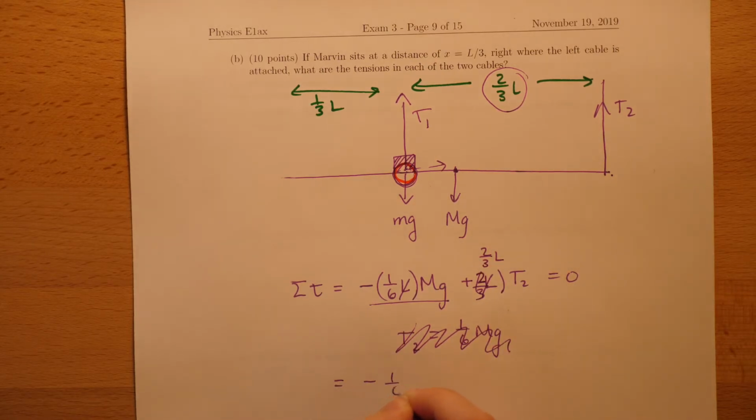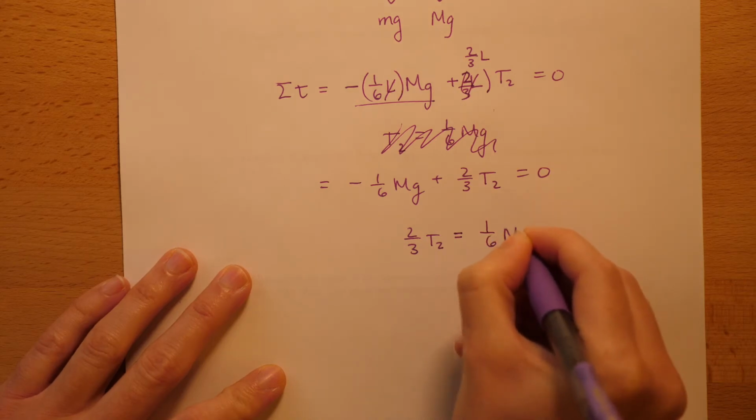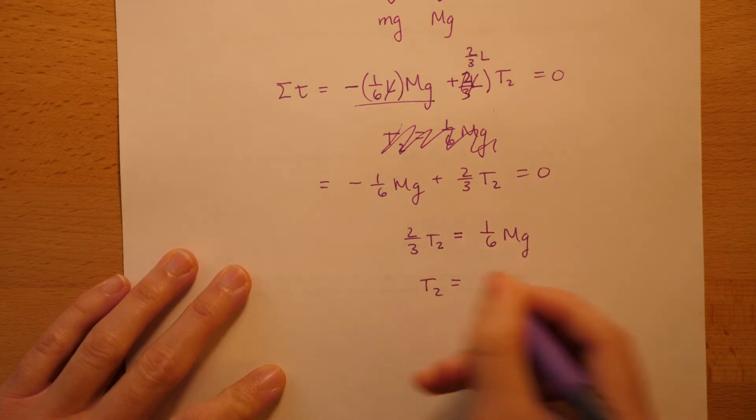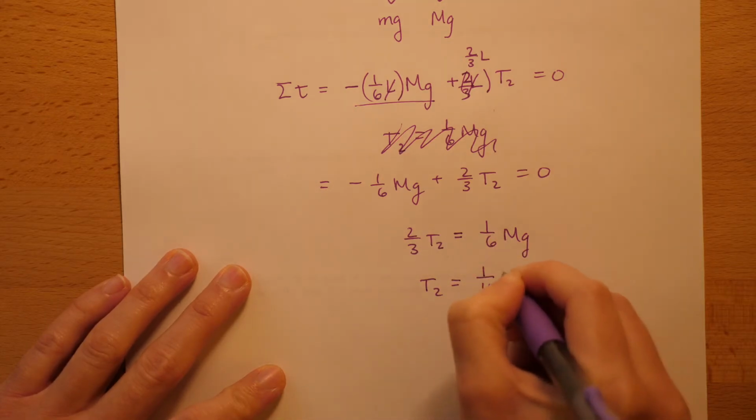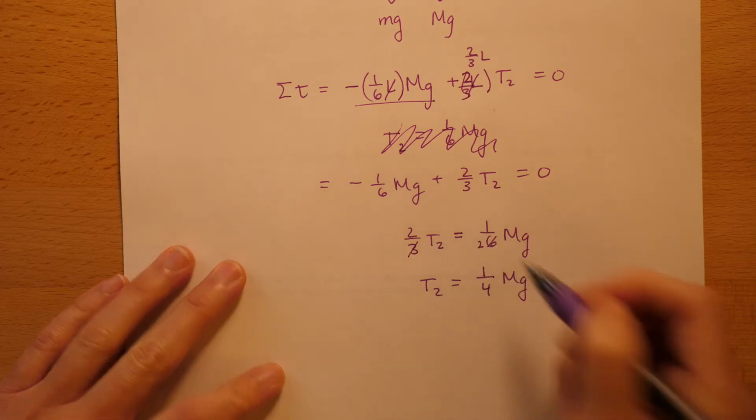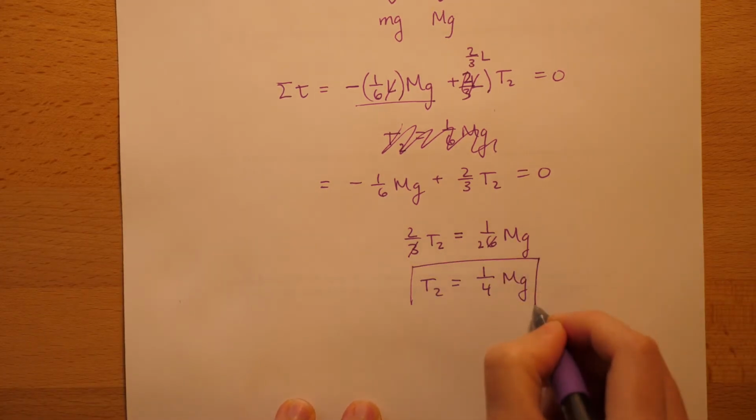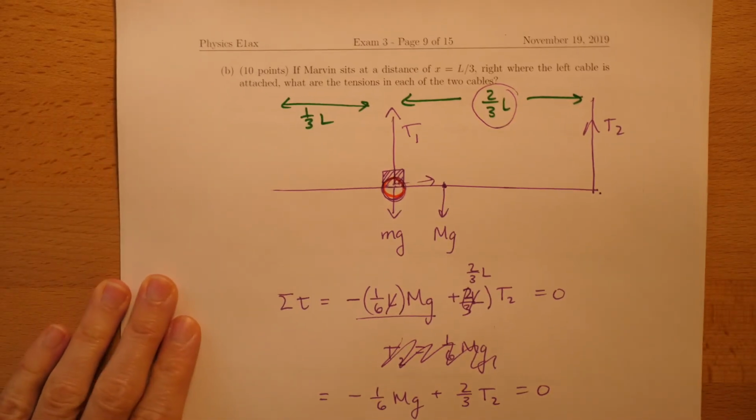So we have minus 1/6 mg plus 2/3 T2 equals 0. Now, 2/3 T2 is 1/6 mg. And if I solve for T2, I am going to get 1/4 mg, because this will cancel with this and put a 2 down there, so I'll get a quarter. So 1/4 mg. Good thing I caught that mistake, huh? Physics is hard.